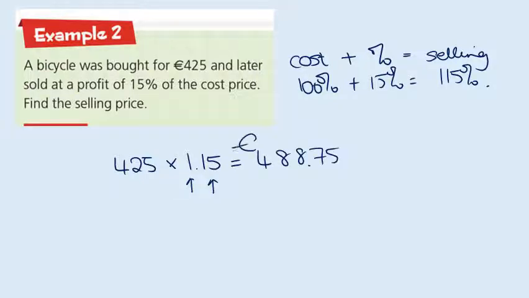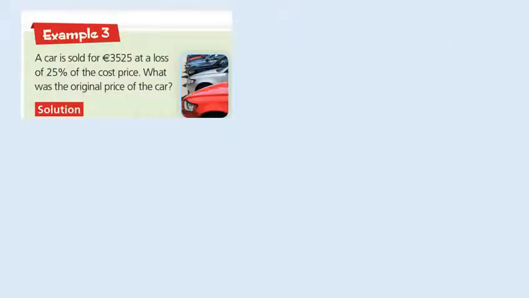So €425. To get the selling price, you can just multiply it by 1.15. So the 1 gives us the 425 back, and the 1.15 gives us the extra. So that is going to give us 488.75. Okay, obviously there's more ways to do that question, but if you're comfortable using the multiplier, that decimal, I think that's great. Okay, this is my last example for today. A car is sold for €3,525 at a loss of 25% of the cost price. What was the original price of the car?